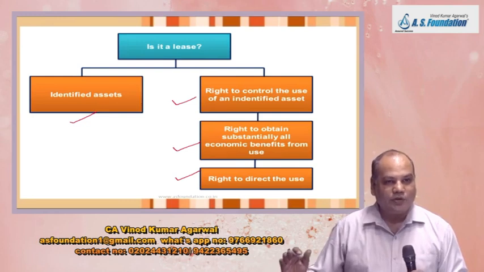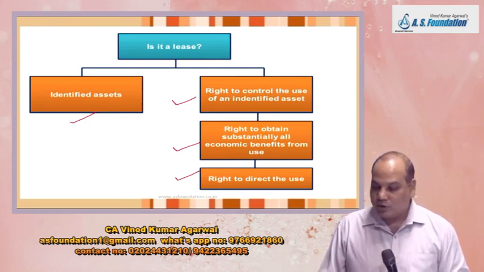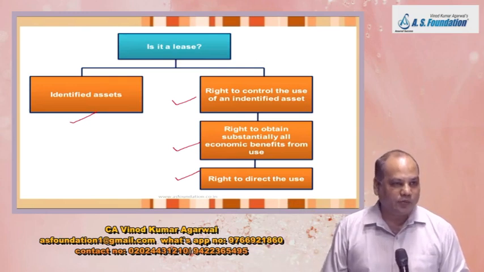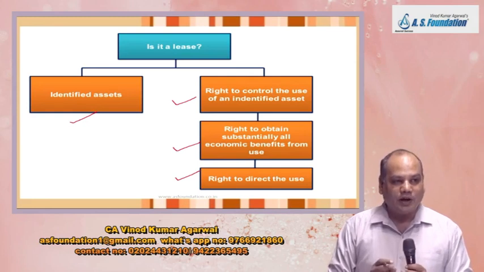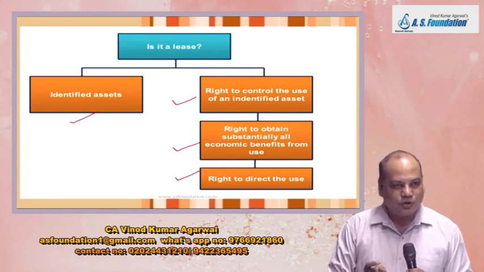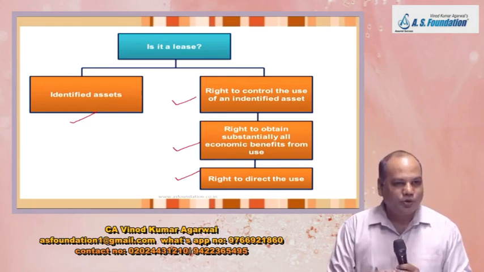The supplier has transferred the right to control the use of the identified asset. The other party, which we will call the lessee, has a right to obtain substantially all the economic benefit from the use of the asset, and he also has a right to direct the use. Right to direct the use means I tell you how to use the asset, when to use the asset, where to use the asset, what you need to produce from that asset.